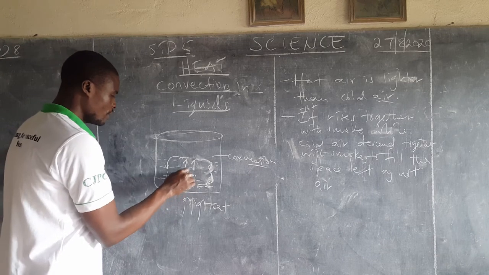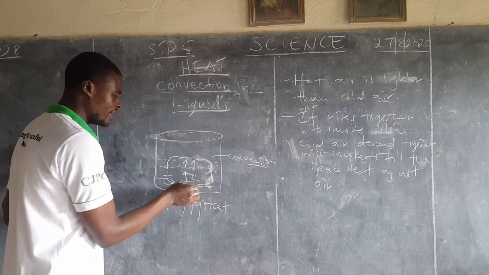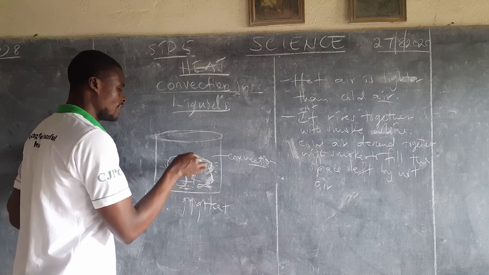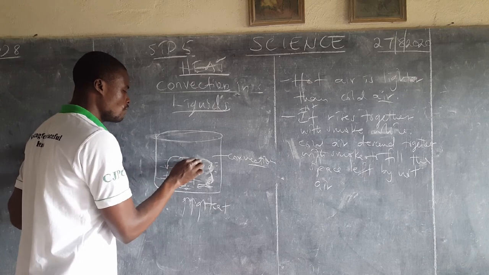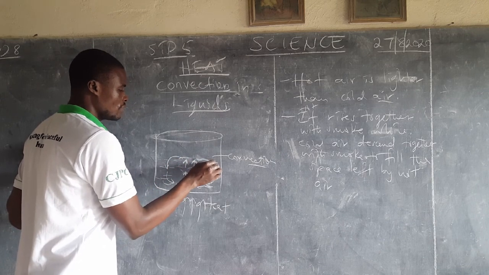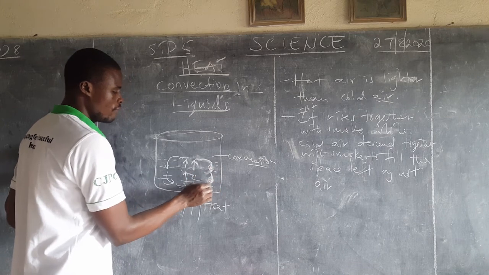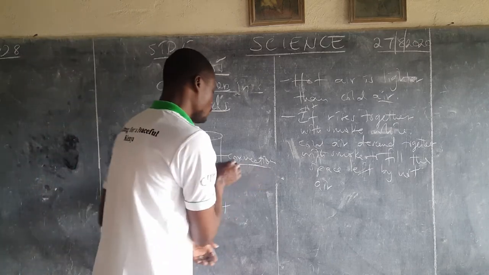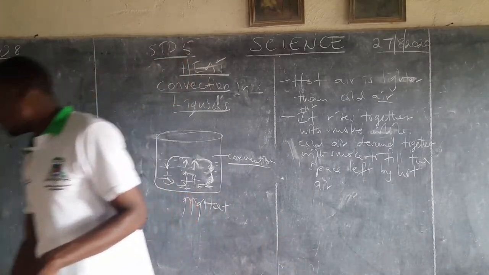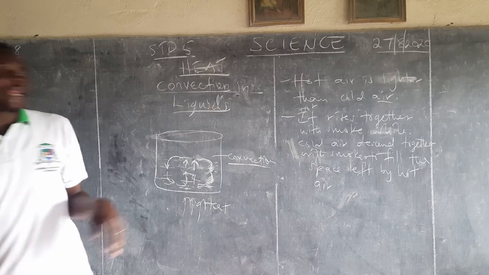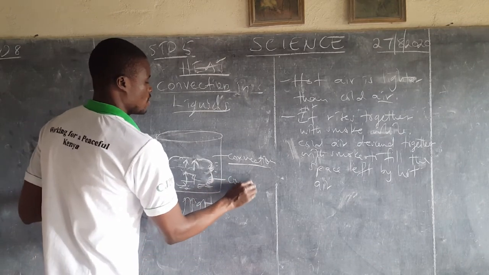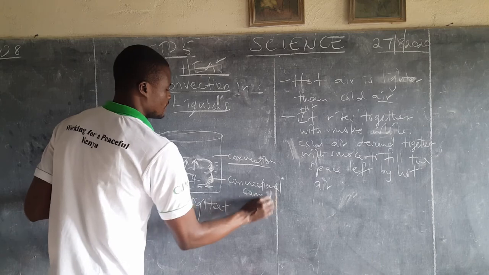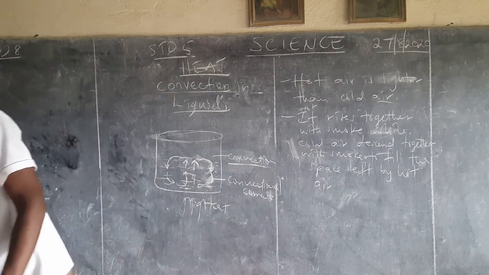So through convection, the cold water down here is heated, and because when it is heated, it becomes lighter, it moves upwards in that direction. The water currents will move upwards, and then you can see the heat currents moving in that direction. So that is still under convection. That is how convection occurs in liquids. They are called convection currents. Current will move in that direction.